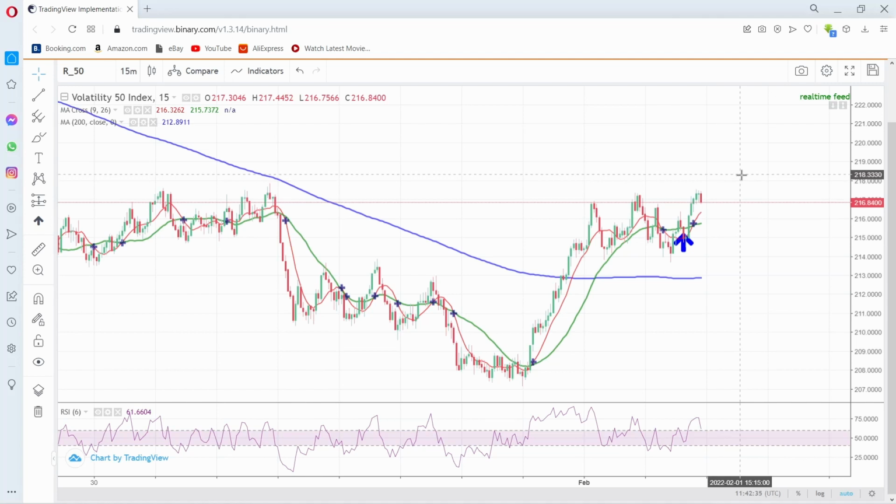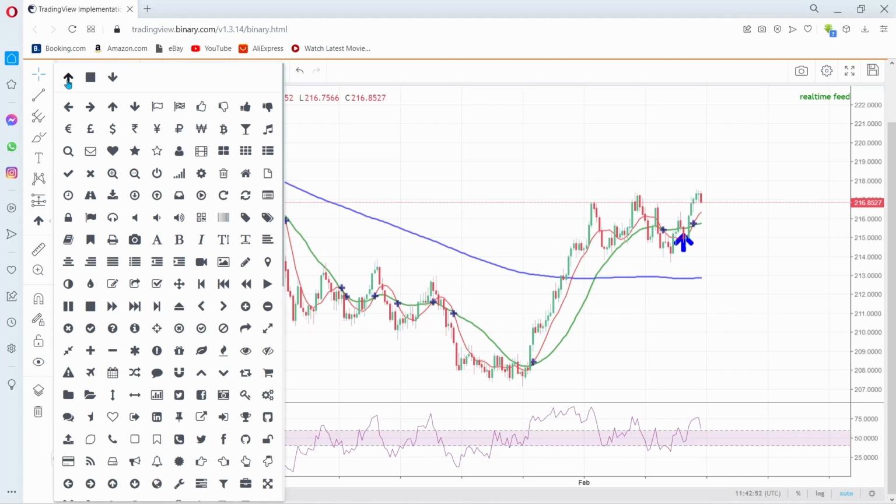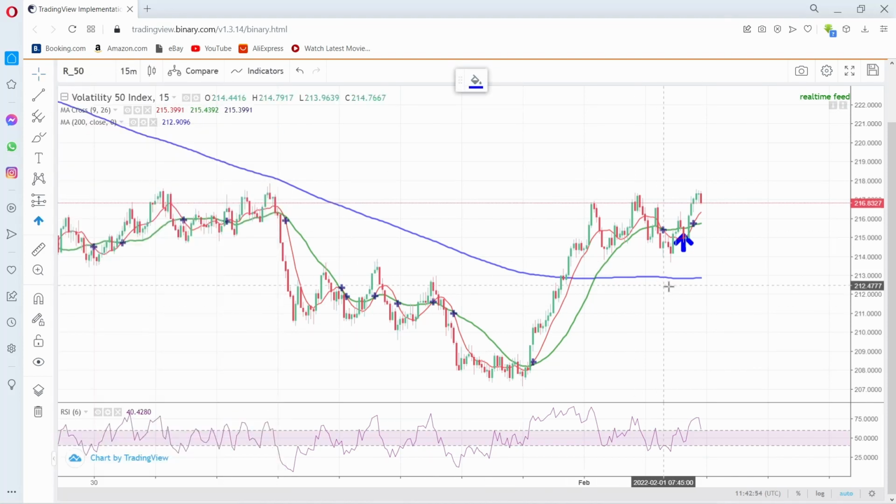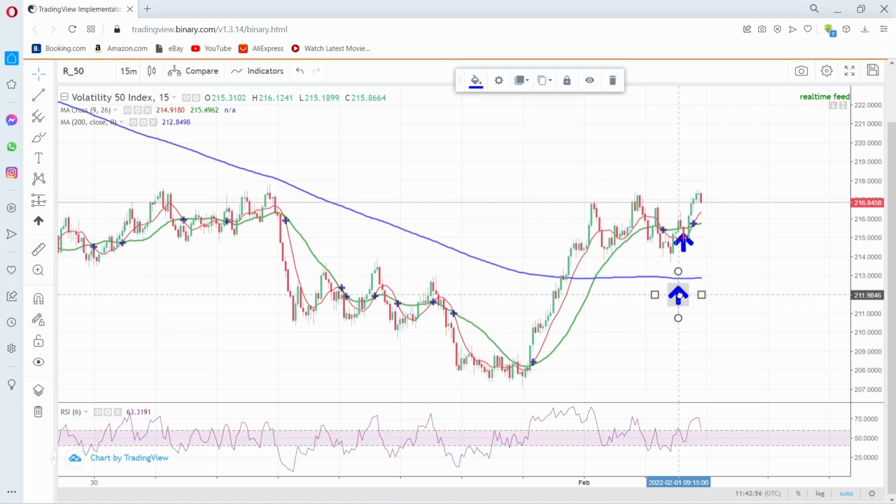So the second confirmation is to make sure that the crossover happens above this moving average. This blue moving average is the 200 moving average. So if it's above, let me put the second confirmation. So guys, please be with me. This is the second confirmation.